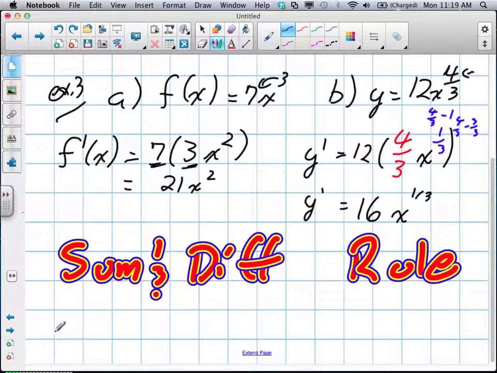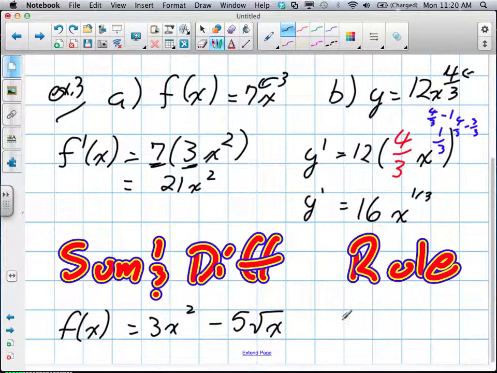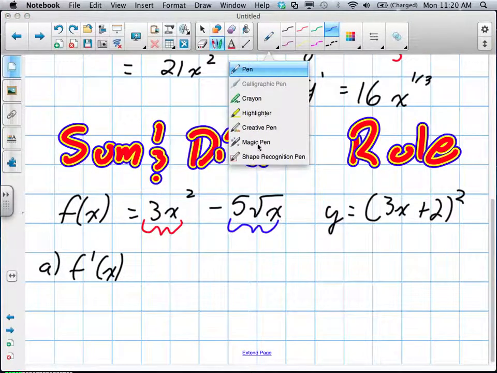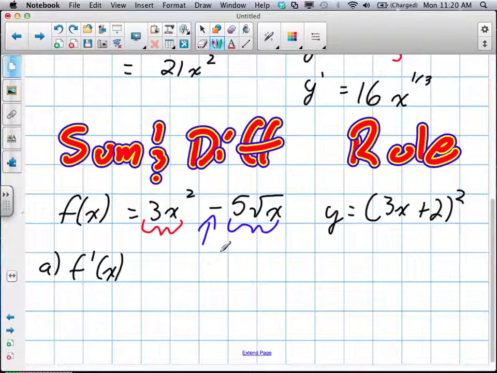They're going to give us two questions again. f of x is equal to 3x squared minus 5 root x. And y is equal to 3x plus 2 squared. The first one they've asked us for f prime x. So if you remember from the difference rule, what they said to do is find the derivative of the first function, find the derivative of the second function, and just keep that negative sign between the two derivatives. So we're going to derive our first function in red here.